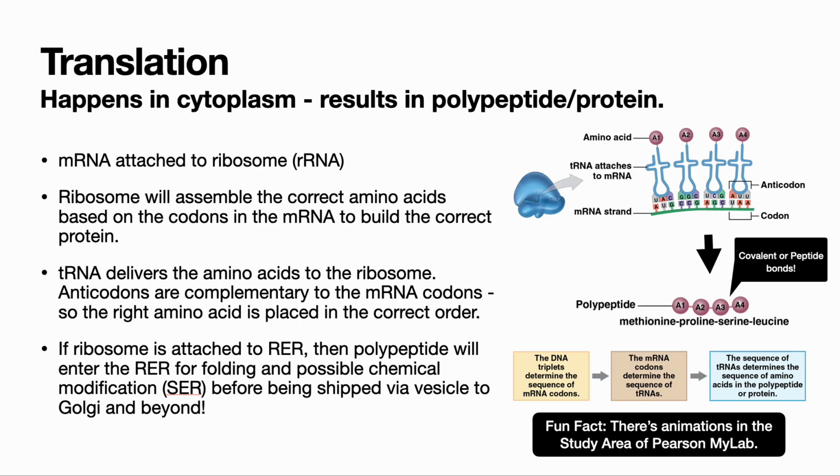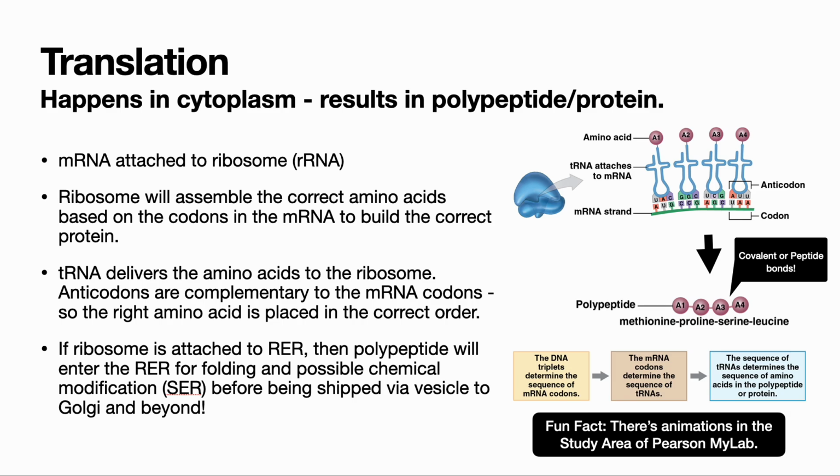Once that mRNA gets out into the cytoplasm, it's going to attach to a ribosome. That ribosome could be in the cytoplasm, or it could be attached to a rough endoplasmic reticulum. Either way, at the ribosome, the mRNA is going to be fed through the ribosome, and the ribosome will assemble the amino acids based on the messages in the mRNA, and those amino acids will be put in the correct order, and they will be covalently or peptide bonded together to create the polypeptide that will become the protein.